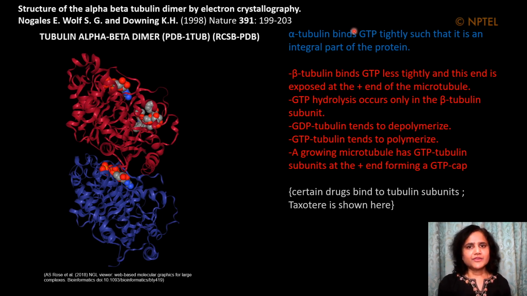A growing microtubule has GTP tubulin subunits at the plus end, forming a GTP cap. And there are certain drugs that bind to different tubulin subunits. A drug known as taxotere is shown here in this structure. We'll discuss more about these drugs in a minute.